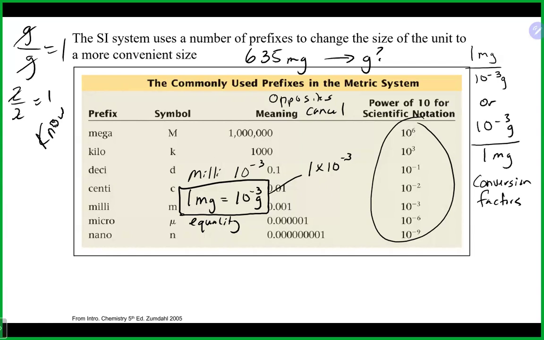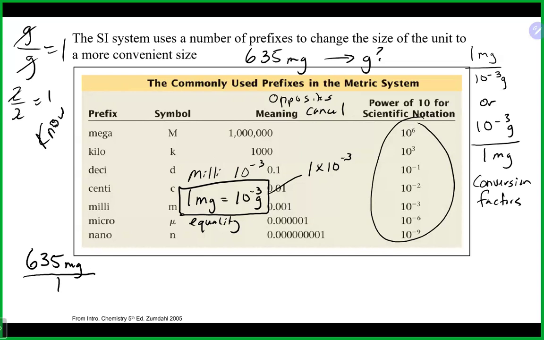So if I were to do this problem, I would start with what was given to me, which was 635 milligrams. Although this is not written as a fraction, it basically is over 1, right? If you're not sure, and you don't need to do this, you can put it over 1 and make it a fraction. What that does show us is that the units of milligrams are on top, and I don't want milligrams anymore. I want grams, so I want to get rid of milligrams.